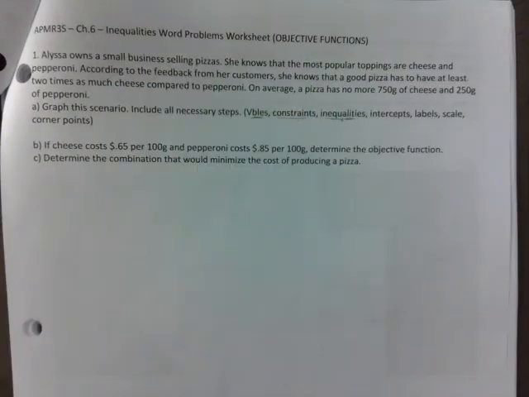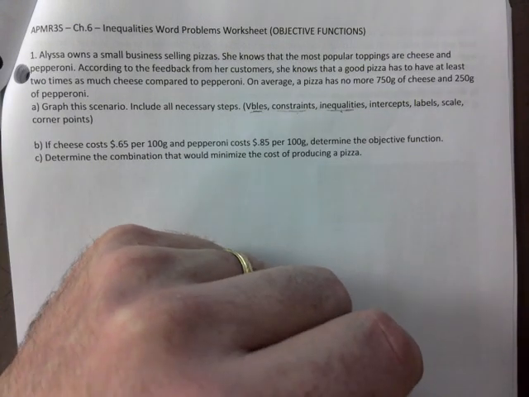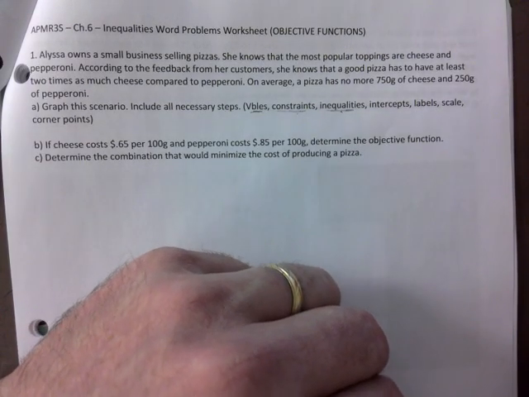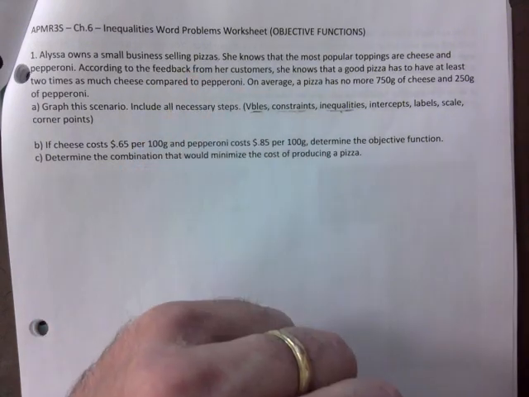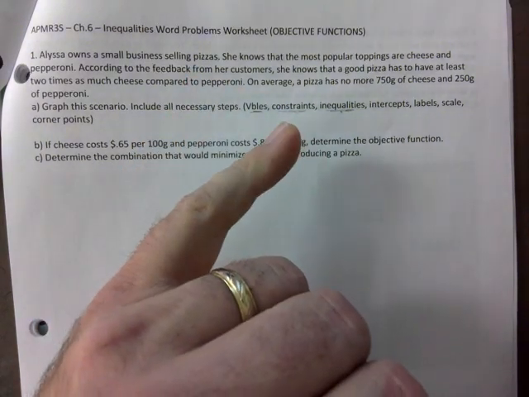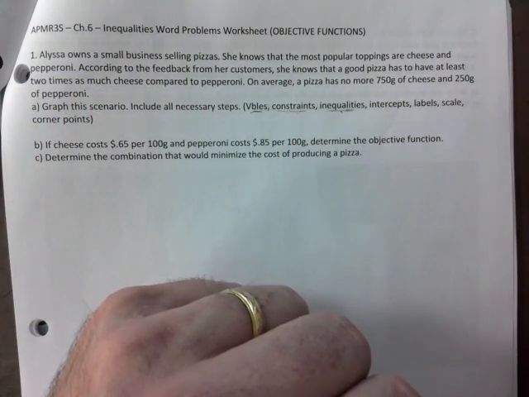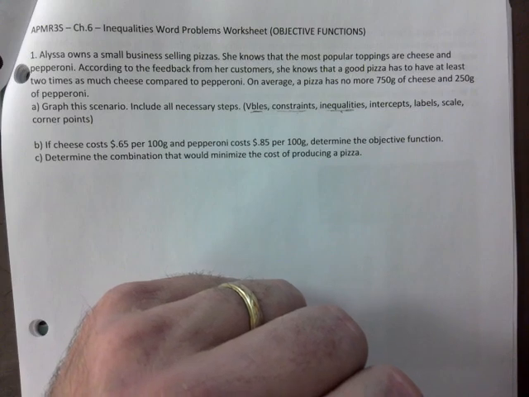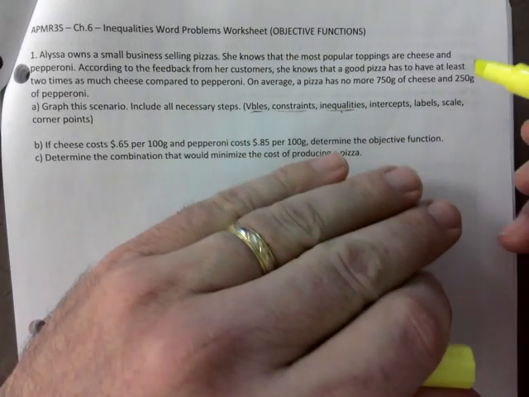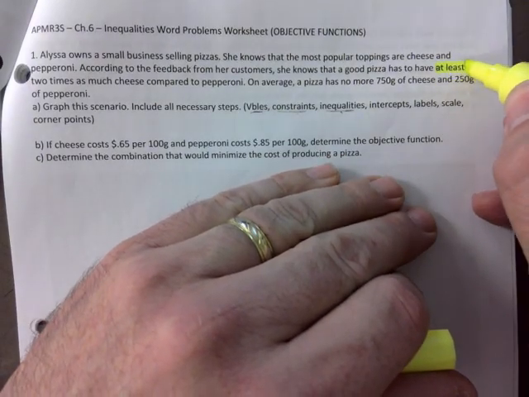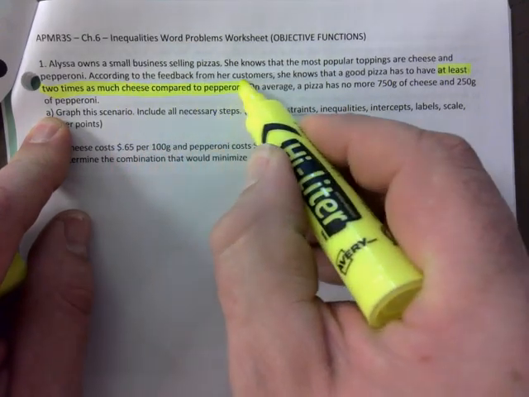So I'm going to grab my highlighter and just highlight any places where an inequality is referenced. Okay. Eliza owns a small business selling pizzas. She knows that the most popular toppings are cheese and pepperoni. According to the feedback from her customers, she knows that a good pizza has to have at least, there's that at least, right? At least 2 times as much cheese compared to pepperoni.